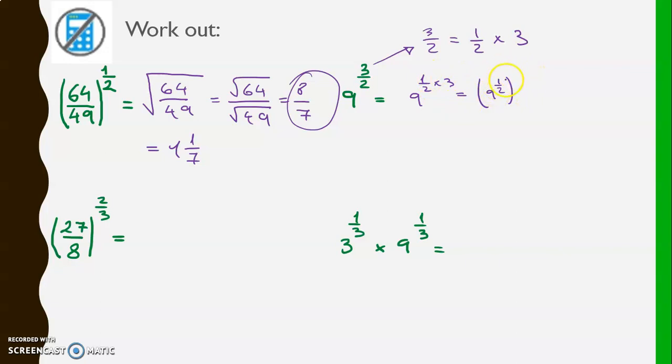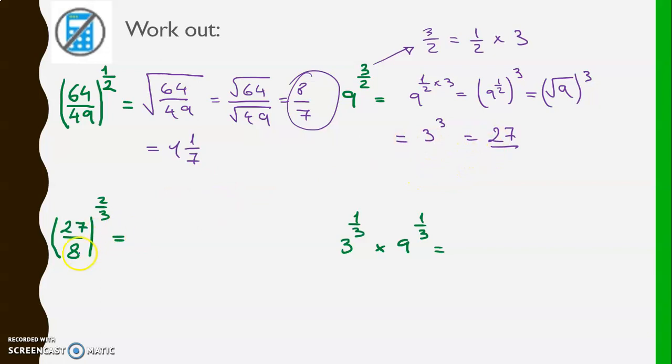9 to the power of a half, everything to the power of 3, which eventually is the square root of 9 raised to the power of 3. Square root of 9 is 3, but it's still raised to the power of 3, which finally leaves us with 27. That's your final answer.